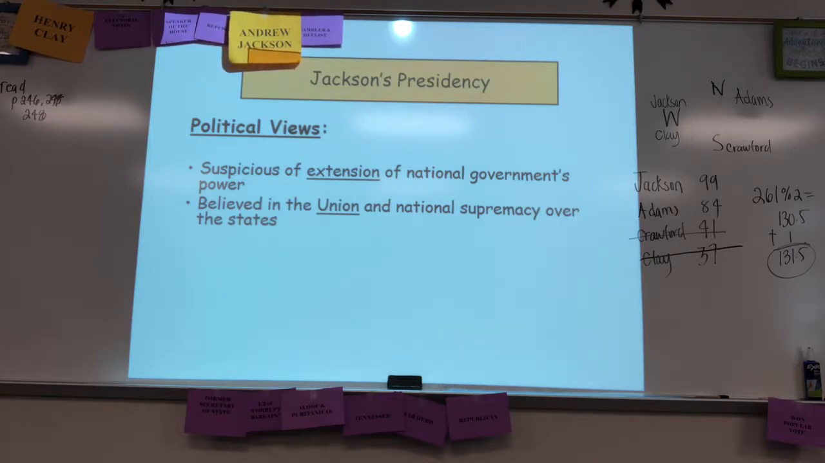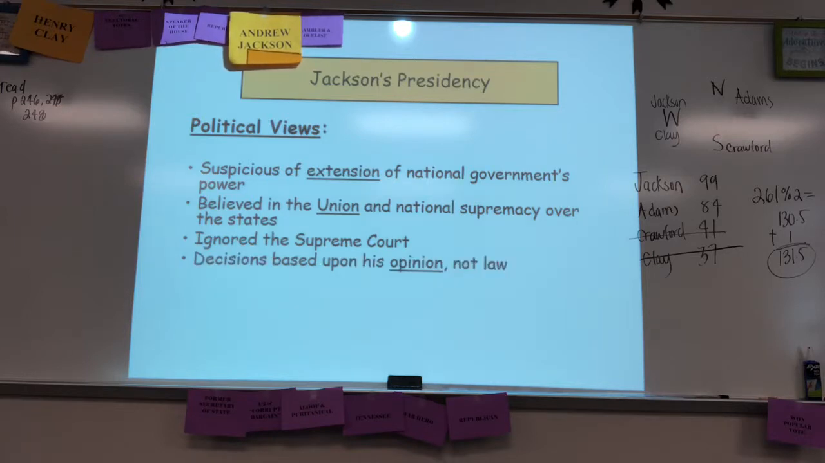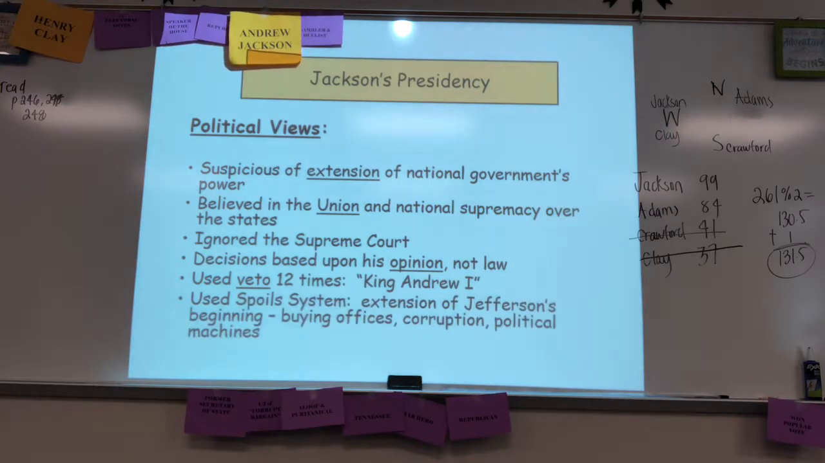What? Is he being hypocritical now? Is he going to be a lot like Thomas Jefferson? Okay, we're going to see he ignored the Supreme Court. We're going to see this in 2 cases we'll talk about next week. He based his decision upon opinion and not law. So is he going to upset the Whig Party a lot? Yeah. We're going to see he used the veto 12 times, and many people call him King Andrew I.